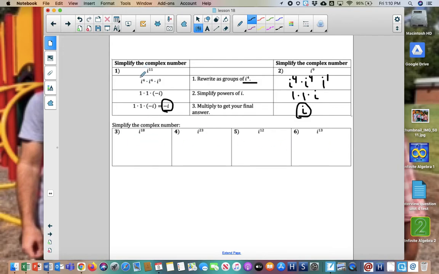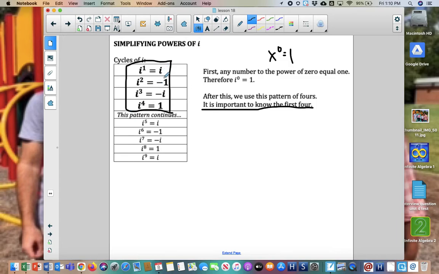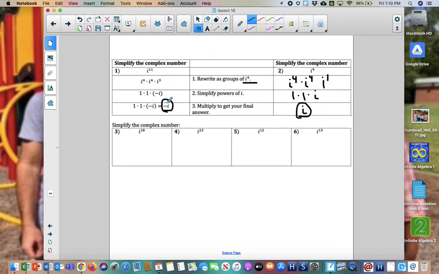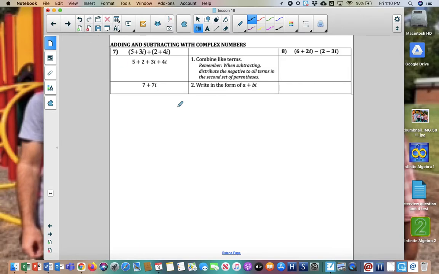But you want to break it down with sets of i to the 4th, and then you're really looking for that remainder value. And no matter what these exponents are, if it's just i to a power, it has to be one of these 4 answers. Okay, so that's what we do for i to a power. So what about when we're doing operations?